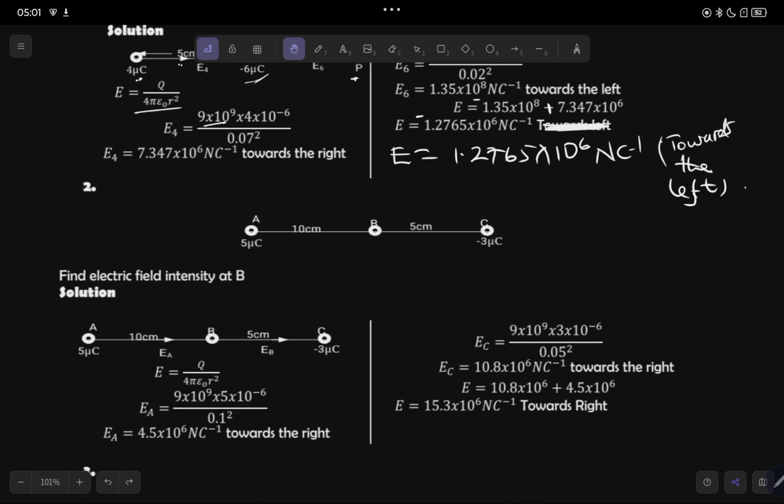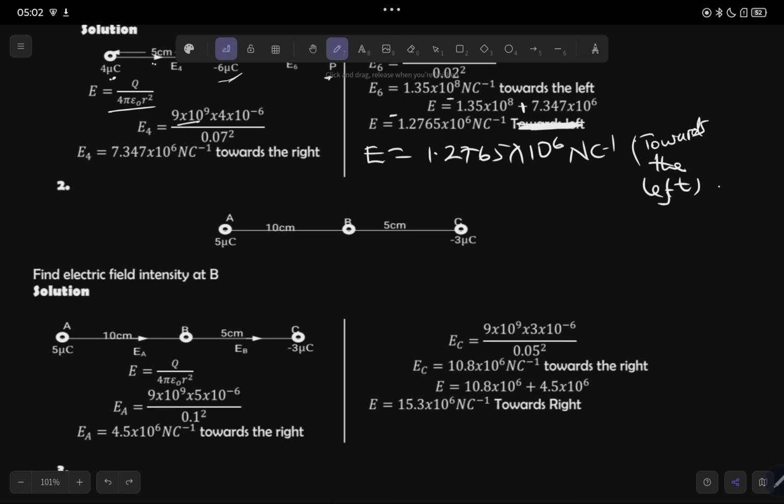Number two, they're asking for the electric field intensity at B. It is more or less the same as what we have so far done. We have two charges: at A, 5 microcoulomb, and at C, negative 3 microcoulomb. The formula is still the same. Electric field intensity is charge over 4 pi epsilon naught r squared. The constant is 9 times 10 power 9. The charge at A is 5 microcoulomb. The distance is 0.1 from B. When we substitute, we get 4.5 times 10 power negative 6 Newton per coulomb towards the right.